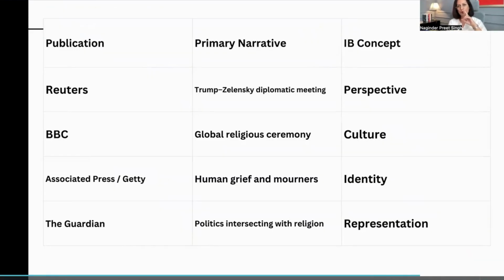Now, focus on the different publications. In Reuters, we saw the Trump-Zelensky diplomatic meeting. It answers the IB concept of perspective. The BBC coverage showed a global religious ceremony. So the IB concept becomes culture. In the Associated Press of Getty Images, the focus was on human grief and mourners. So the IB concept becomes identity. In The Guardian, we looked at the political intersection with religion. The IB concept becomes representation.